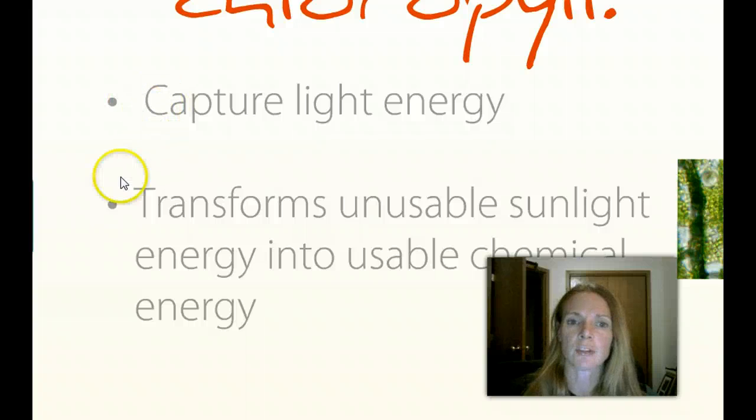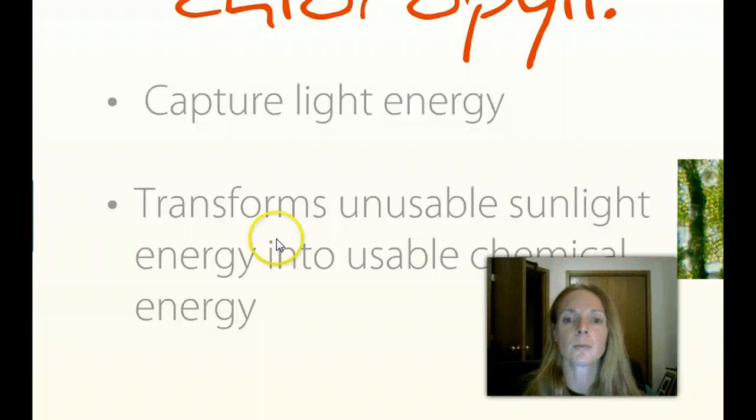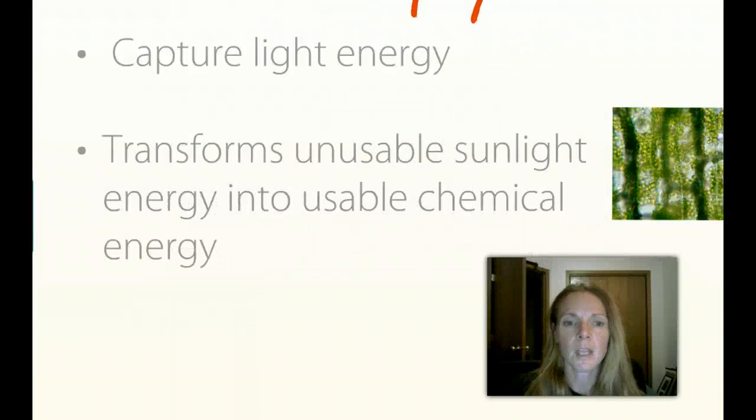So chlorophyll captures light energy, and it's going to transform that unusable sunlight, because really, what can we do with sunlight other than bask in the sun? But it's going to transform that unusable sunlight energy into usable chemical energy. Very important concept there, okay?